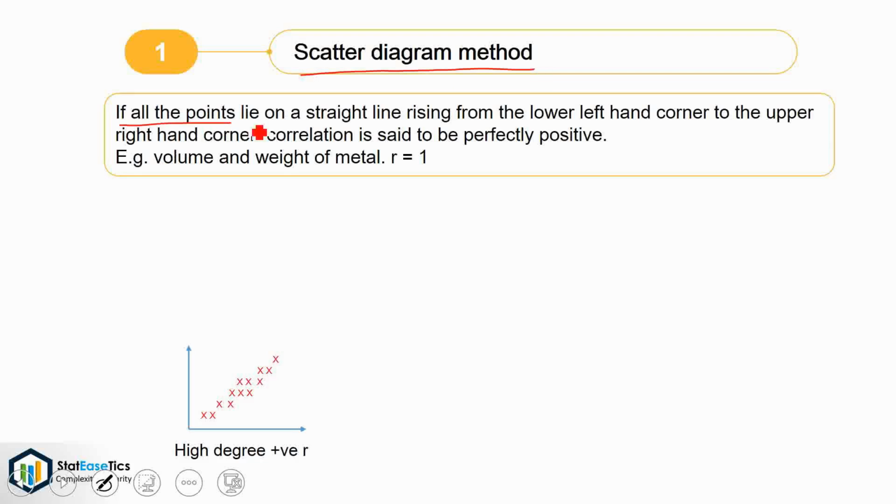If all the points lie on a straight line rising from the lower left-hand corner to the upper right-hand corner, correlation is said to be perfectly positive. Example, volume and weight of metal. Here, r will be equal to 1. We can see in the given plot that here we get a straight line rising from the lower left corner to the upper right-hand corner as defined. So it gives the example of perfectly positive correlation.